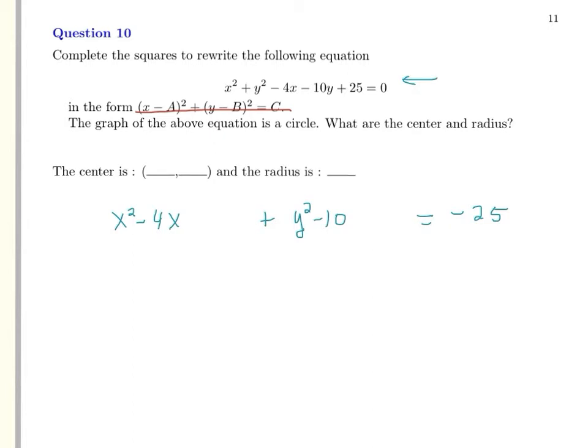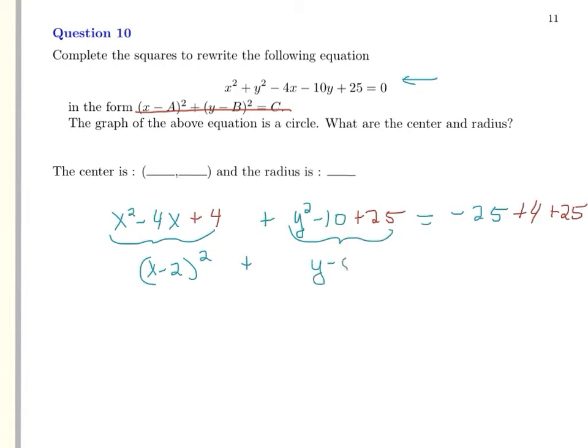Now I'm going to add half of 4 squared, which is 4, so I'll add 4 to both sides. And then I'll add half of 10 squared, which is 25, so I'll add 25 to both sides. So same equation, or an equivalent equation anyways. And then everything now should factor. So this is x minus 2 squared, and this is y minus 5 squared.